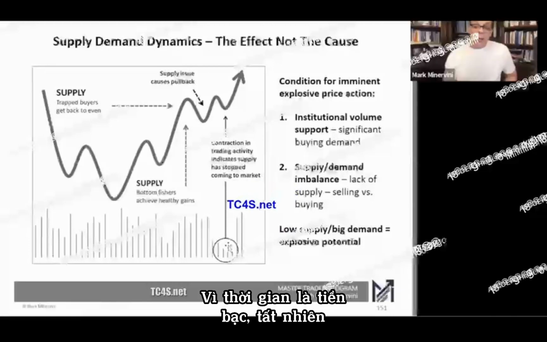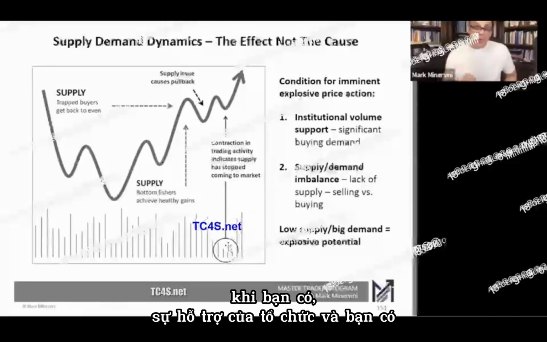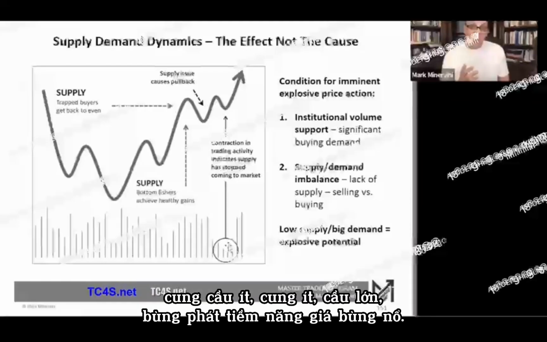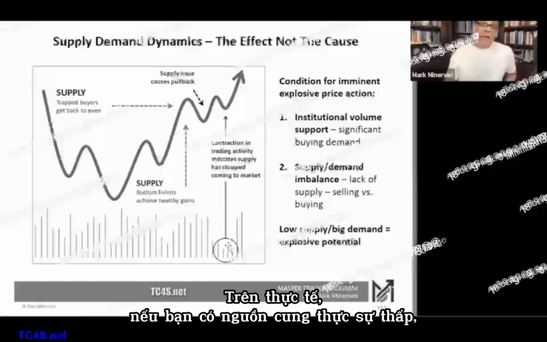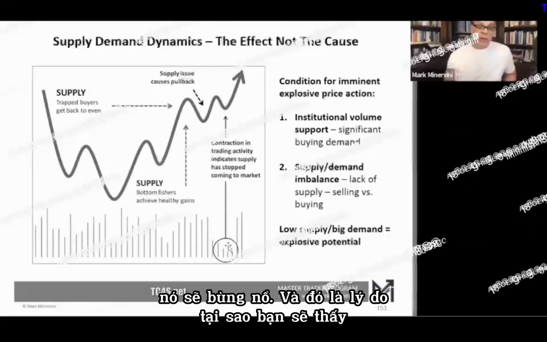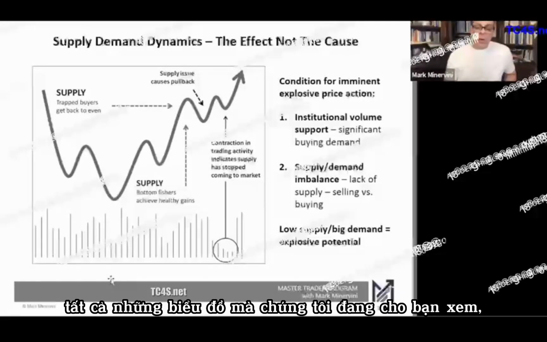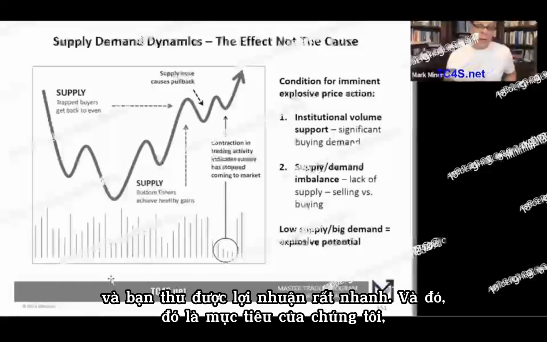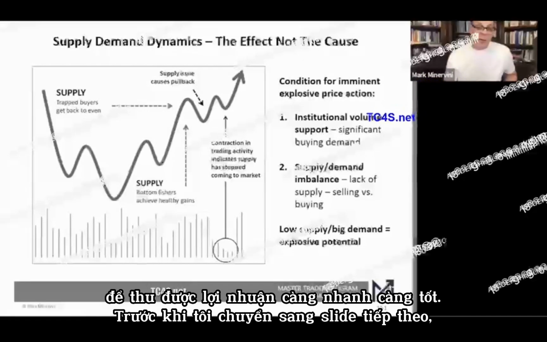And that's where, when you have the institutional support and you have the supply demand imbalance, where you have very little supply, well, very simple: low supply, big demand, explosive potential. As a matter of fact, if you have really low supply, even a small amount of buying will move the stock. So when volume comes into it, it just explodes. And that's why all these charts that we're showing you come to these buy points very quickly, and you get to a profit very quickly. And that's our goal, to get to a profit as fast as possible.